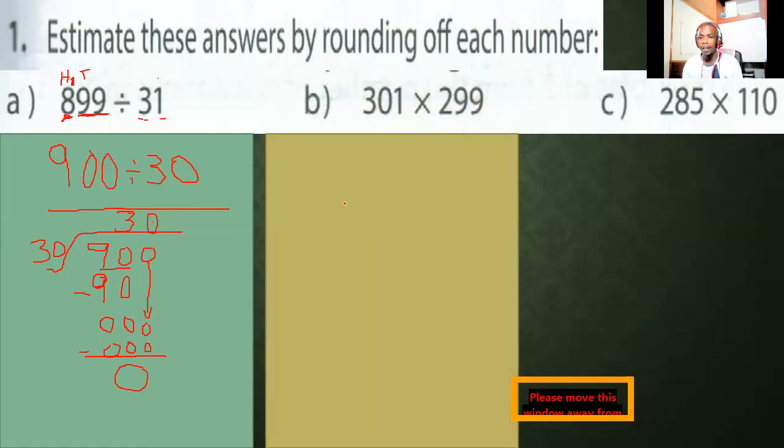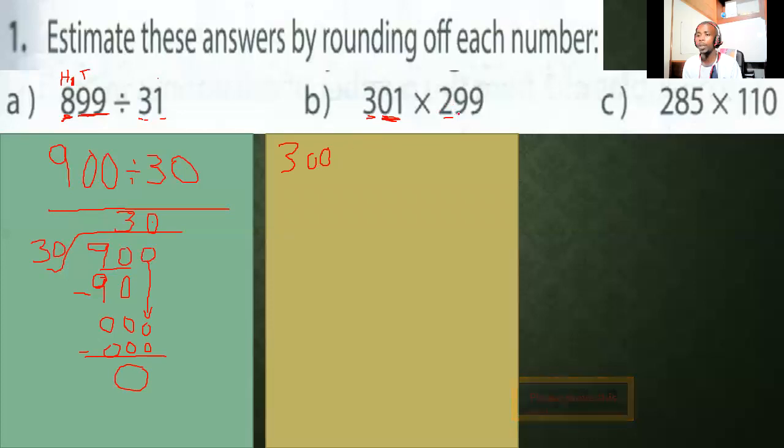B. 301 times 299. I round off this one to the nearest 100. I also round off this one to the nearest 100, right? This one is 300. Because I am rounding off to the nearest 100, I look at the tens. The tens are less than 5. So the hundreds do not change. So it remains as 3. Then these two places, we bring them down to zeros.